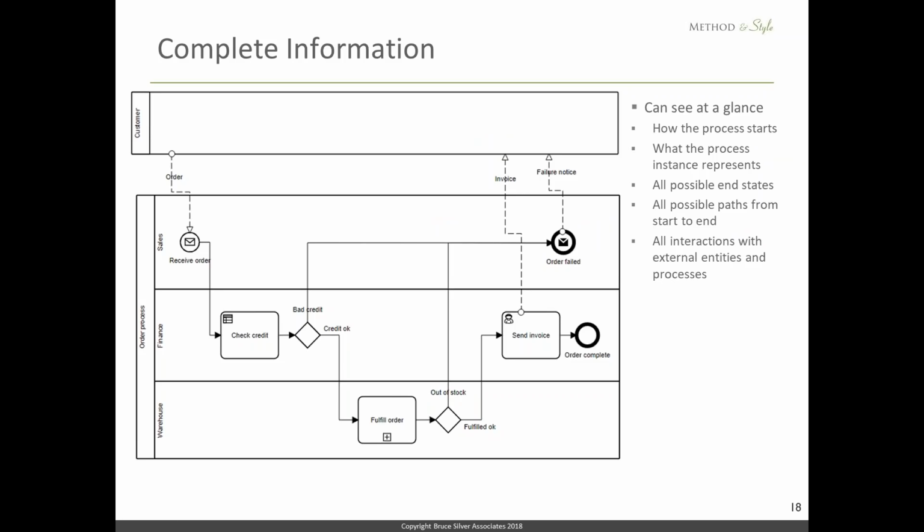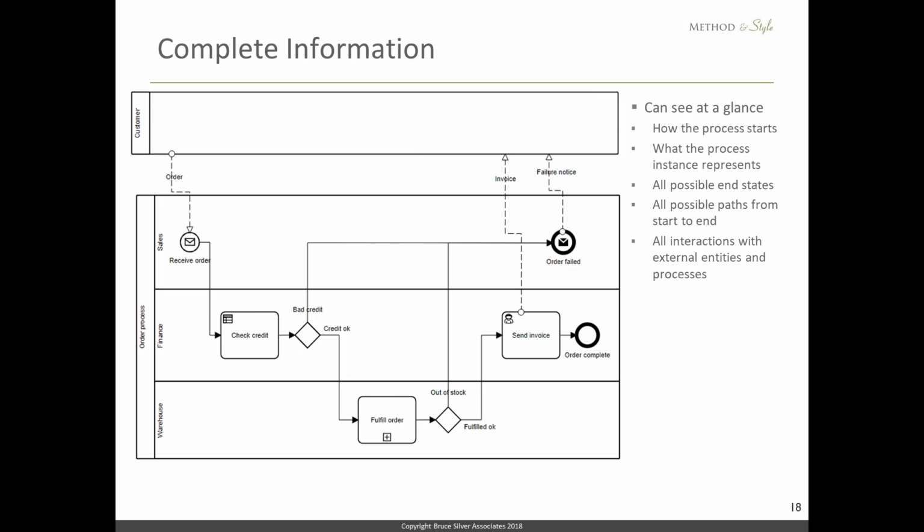We said good BPMN is complete. And here's our model again. We said we want to know at a glance how the process starts, what the instance represents, its possible end states, and all its interactions with the outside world. Well, here we can see this process starts with a message called order to a message start event. So in method and style, you understand that a process with a message start event is started by an external request.